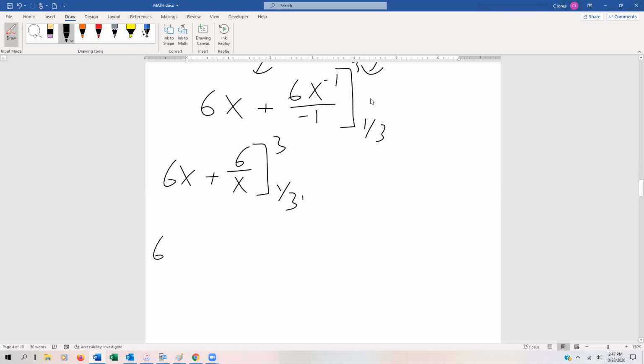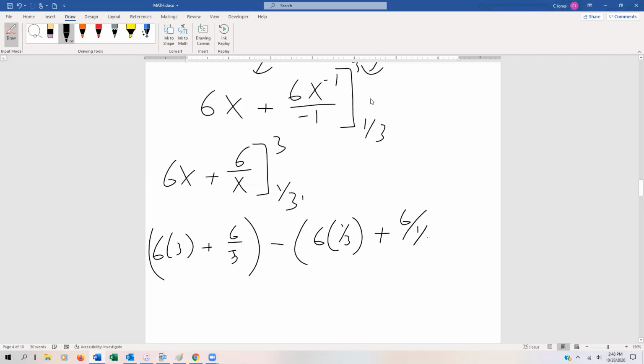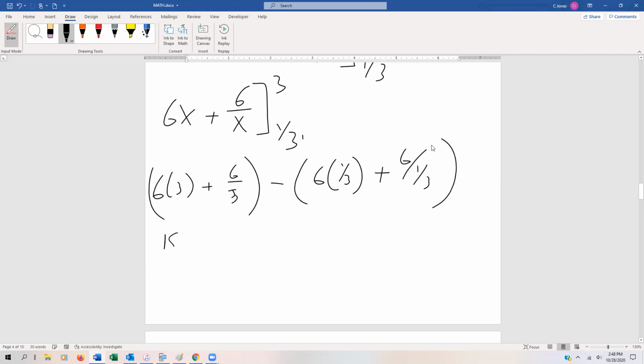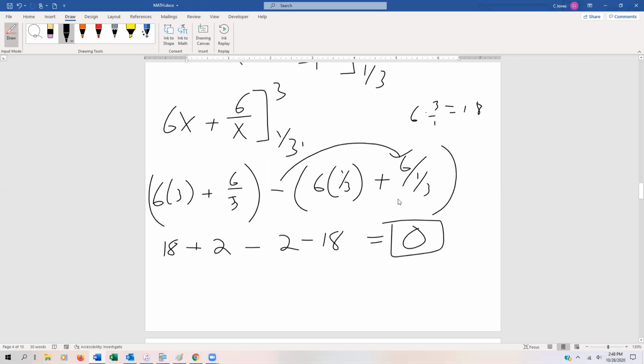So this becomes 6 times 3 plus 6 over 3, minus 6 times 1/3 plus 6 divided by 1/3. So we know 6 times 3 is 18. 6 divided by 3 is 2. We know 6 times 1/3 is 2. And then 6 divided by 1/3 is really the same as 6 times 3 over 1, which is 18. We're going to carry the negative sign as well. And wouldn't you know it, that happens to give us 0 as well.